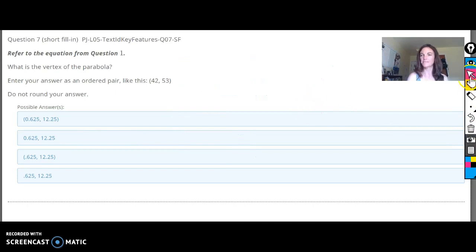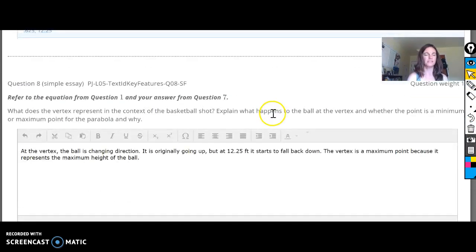Okay, last but not least question for this unit. What does the vertex represent in context of the basketball shot? Explain what happens to the ball at the vertex and whether the point is a minimum or a maximum point for the parabola. So hopefully you realize that it is a maximum. It's the maximum height that the ball is traveling along this parabolic arc.